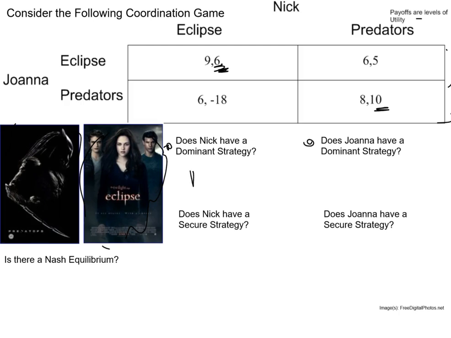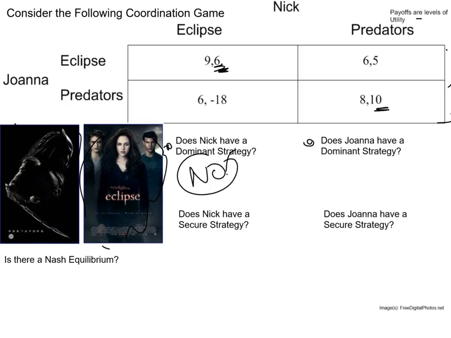Does Nick have a dominant strategy? No. His decision that's the best for him is going to depend on what she decides. If she sees Predators, he wants Predators. If she sees Eclipse, he wants Eclipse. His best decision depends on her decision. Therefore, he does not have a dominant strategy.